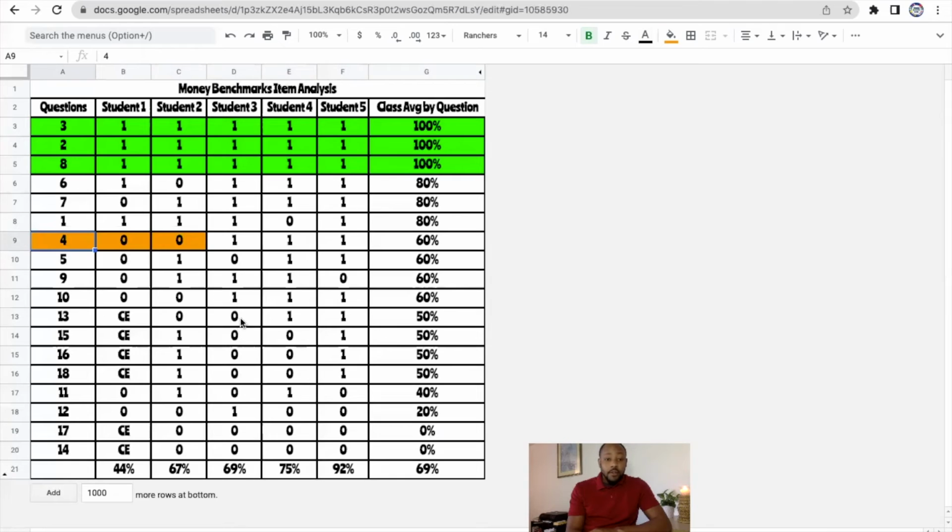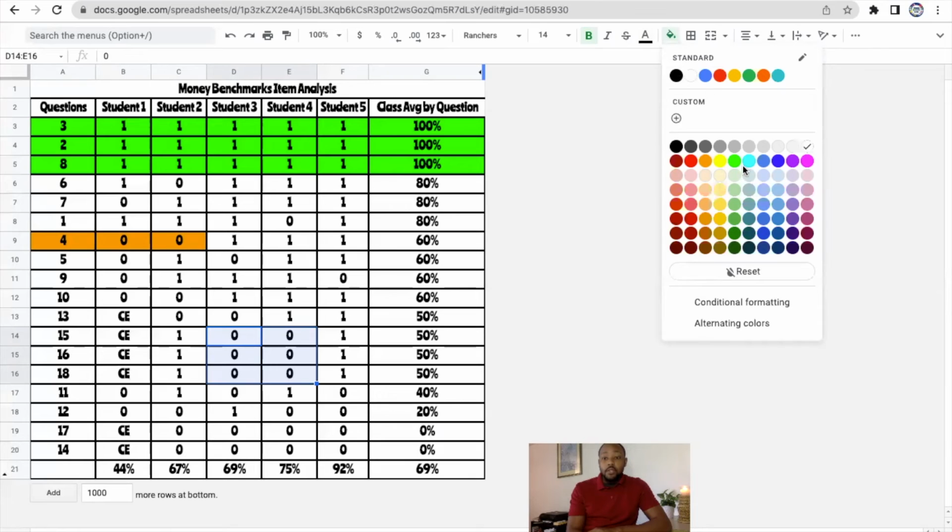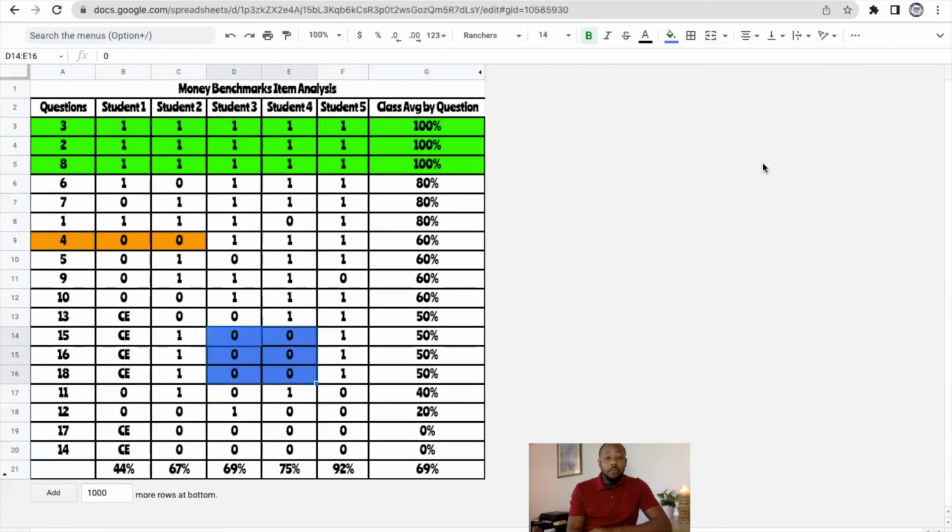I see where students 3 and 4 are missing questions 15, 16, and 18. So we can see what that question is. That might be group blue, okay? So the first learning target may very well be in small groups, we may cover questions 4, 6, and 7.